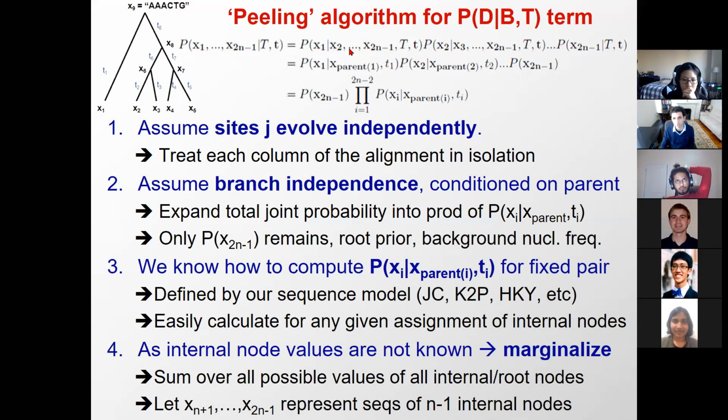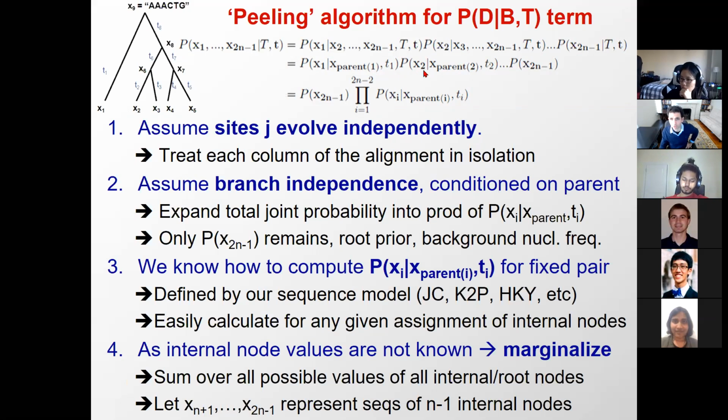And x1 given all the rest of them is nothing but x1 given the parent of x1, and x2 given all of them is nothing but x2 given only the immediate parent of 2, and x3 is again only 3 given the parent of 3. Why is that important? Because we're basically assuming this branch independence. We're assuming that every branch is independent, conditioned on the parent.